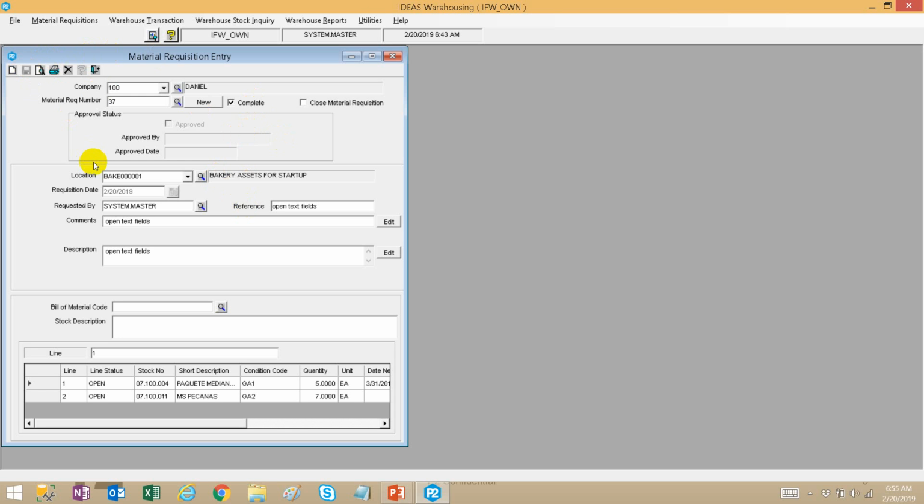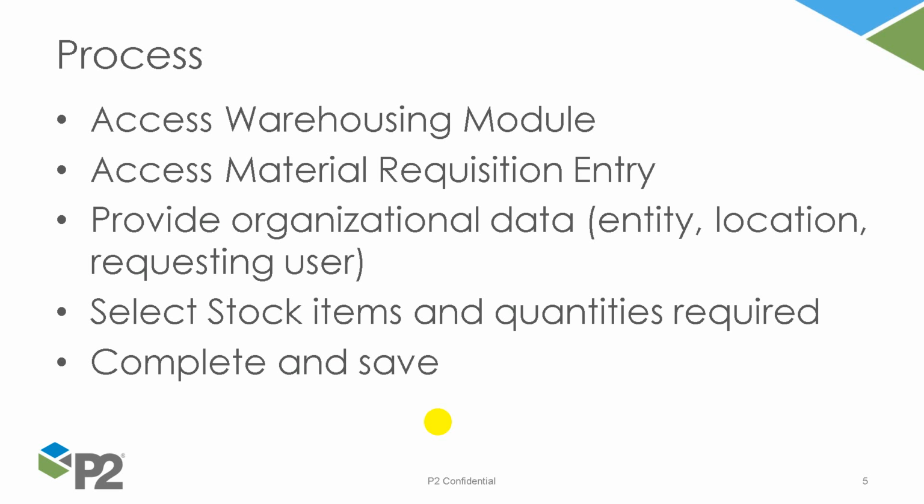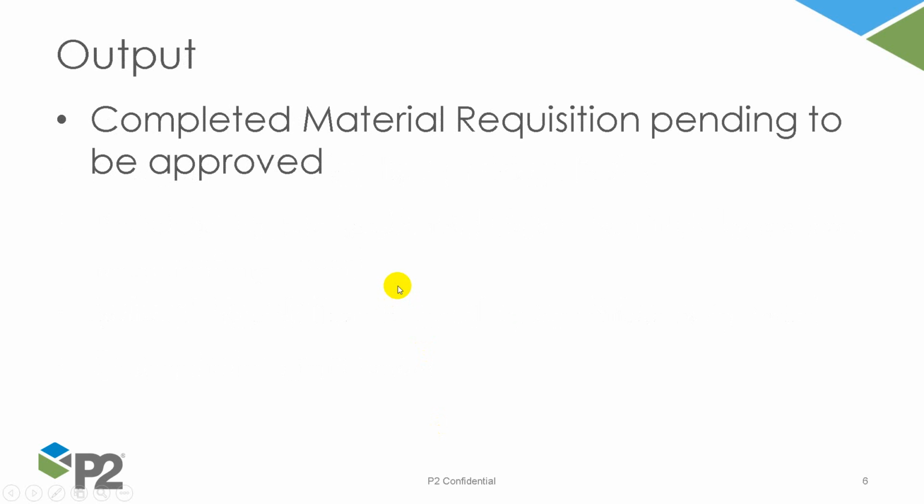So a user who has approval rights in a separate approval system can go in and approve it. Now, if it's not a separate approval system, once I click complete, I can go ahead and approve it myself. And that's basically how you enter the material requisition. So the output at this point is a completed material requisition that can be approved. So that's what we have in terms of the material requisition.